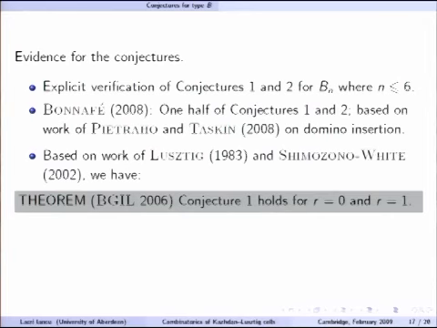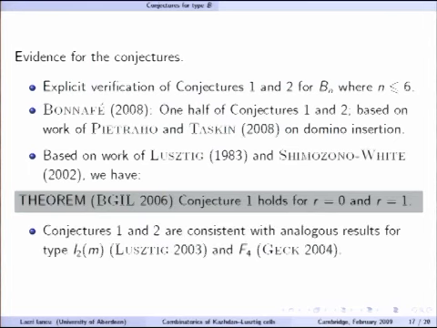And what we have, it should actually be 2007, when we stated our big conjectures, is that the statements hold for r equals 0 and r equals 1. And moreover, they are consistent with similar behavior in dihedral groups and F4.